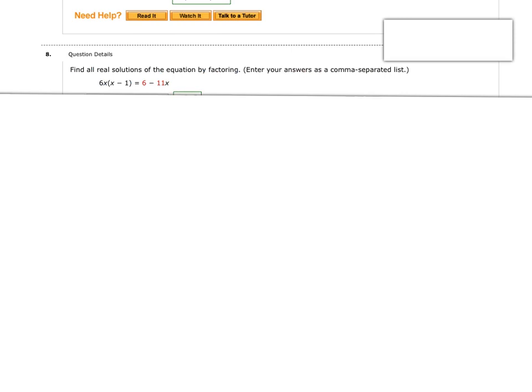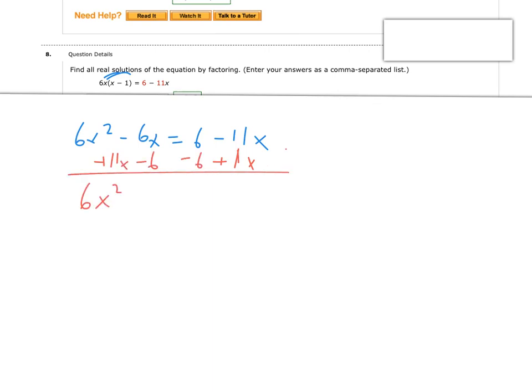All right, next up here, again, we're going to solve now. Now I'm going to go ahead and distribute that. So I get 6x squared minus 6x equals 6 minus 11x. I see that this is a quadratic, so I want to get one side to 0. 6x squared plus 11, oh wait, no, that's plus 5x minus 6 equals 0.